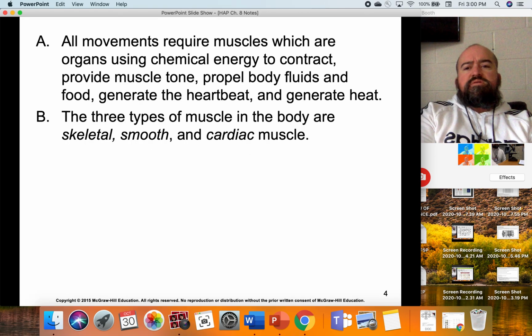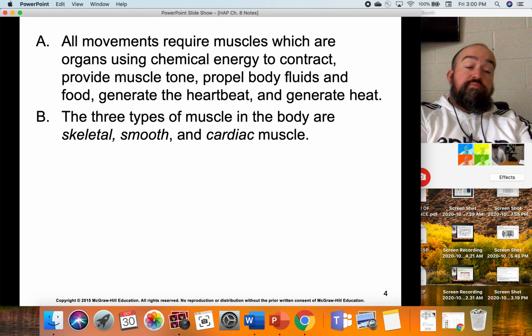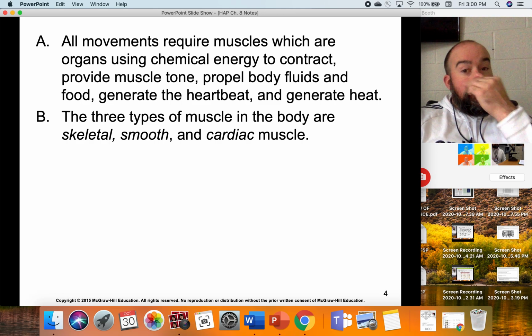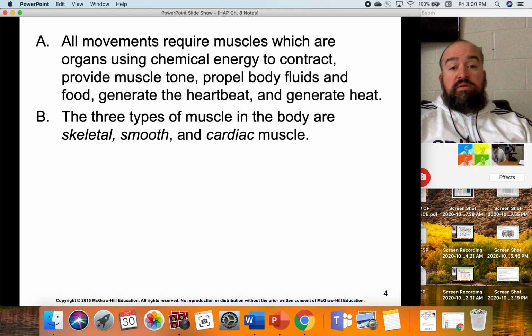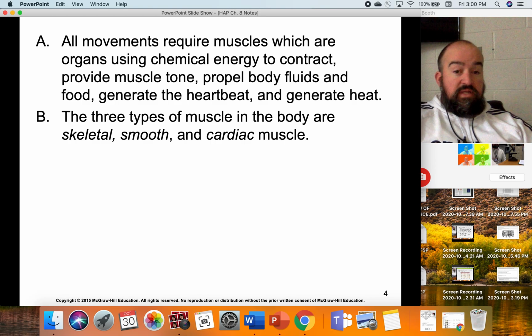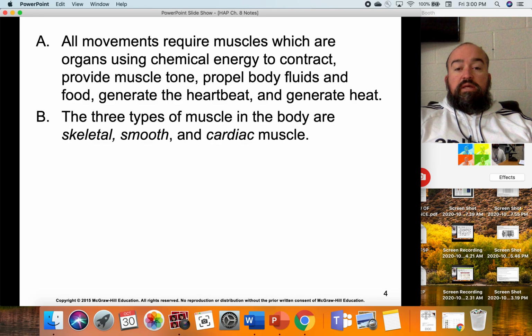So muscles, we need muscles to move our body and to move things within our body. It mentions here muscle tone, which is what keeps our posture, and propelling body fluids. Muscles are used to move blood through the body and food through the body. The heartbeat is from cardiac muscle, and our muscles generate heat that helps keep us warm.